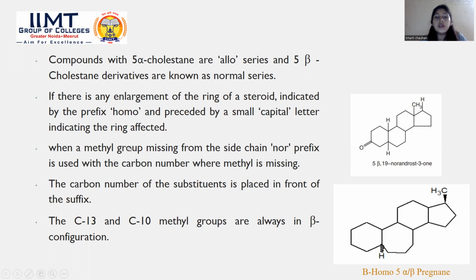Okay. When a methyl group is missing from the side chain, the prefix nor is used with the carbon number where the methyl is missing. See, this is an example of an androstane moiety. So here there should be a methyl group. It is not present here. So we'll write 5 beta 19 nor androst. The methyl group is not present, so we'll write nor androst, 3-one because of the presence of oxygen. Next, the carbon number of the substituent is placed in front of the suffix. The carbon 13 and carbon 10 methyl groups are always in beta configuration.